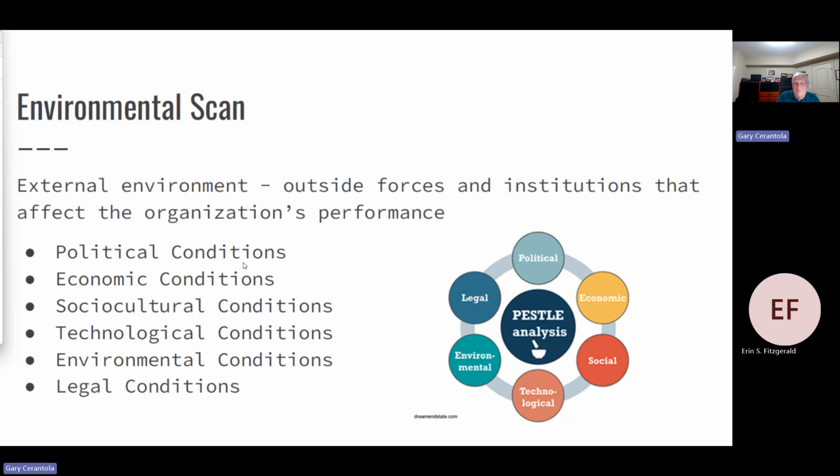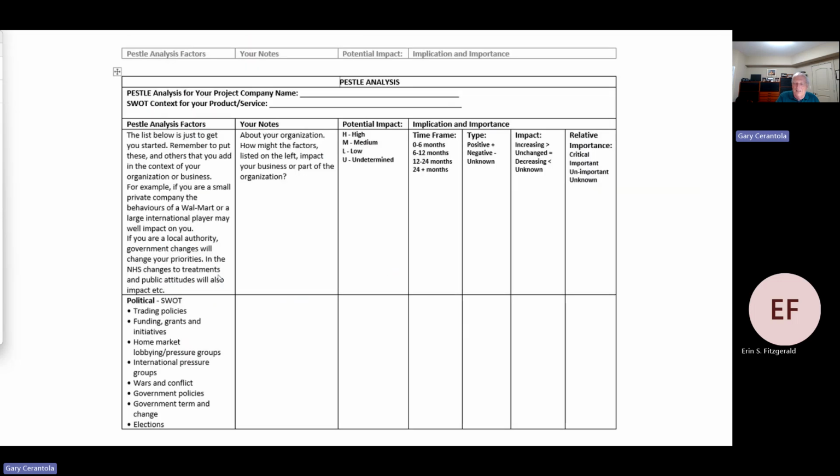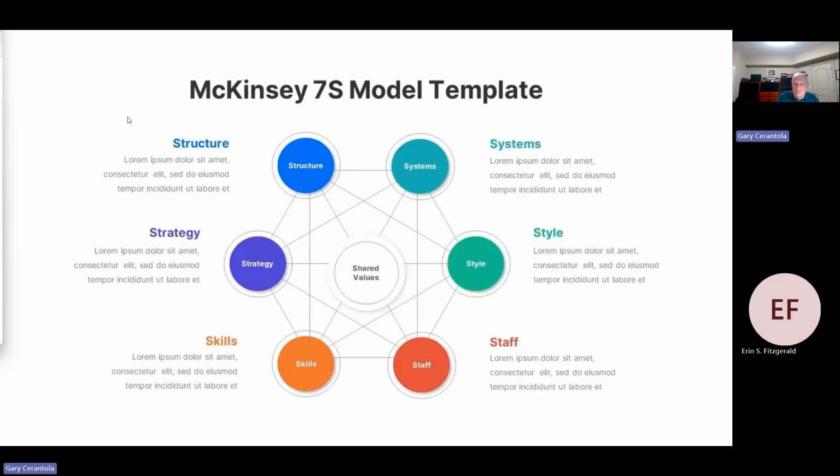All right, so here's where we are in terms of PESTLE, those different components, and then what that breaks down into, different areas. And then here's this template that I want you to fill out. Here's a little bit more about McKinsey 7S. The structure. Remember, we talked about form follows function. So you want to make sure that you know what your strategy is before you evaluate that strategy.